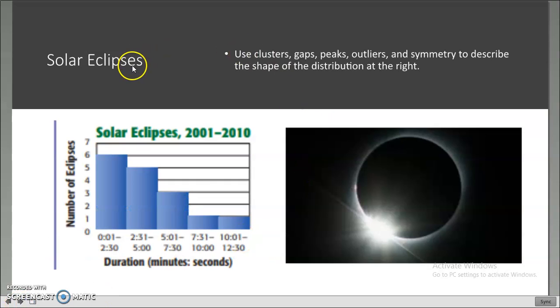All right, let's look at another one. It says use clusters, gaps, peaks, outliers, and symmetry to describe the shape of the distribution. I didn't put it at the right, I apologize for that. So if we look here, I can see that I have a tail here on the right side, so this is skewed to the right. I see that I have a peak here, so this is one peak, and it is from 1 second to 2 minutes and 30 seconds. There aren't any gaps and there aren't any outliers.